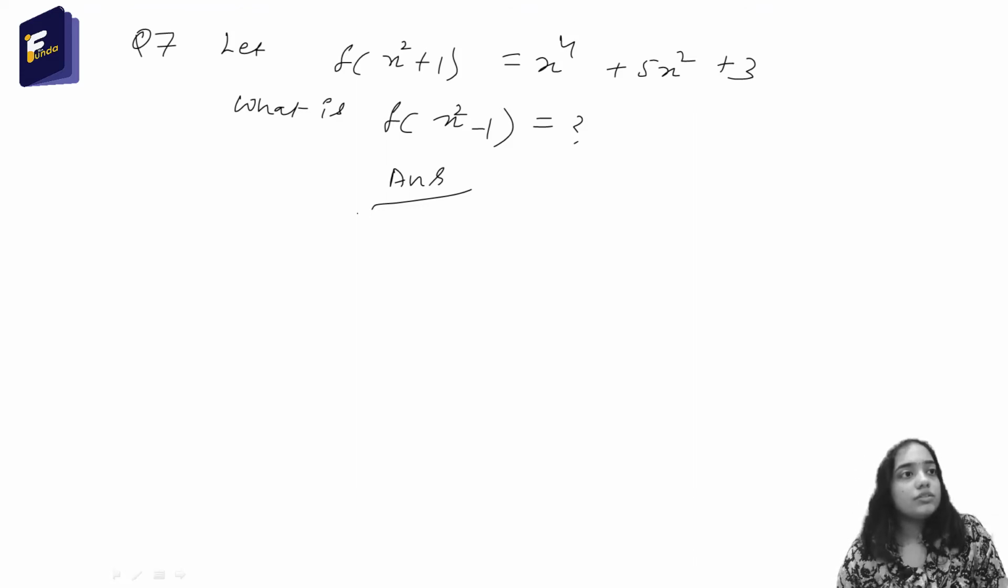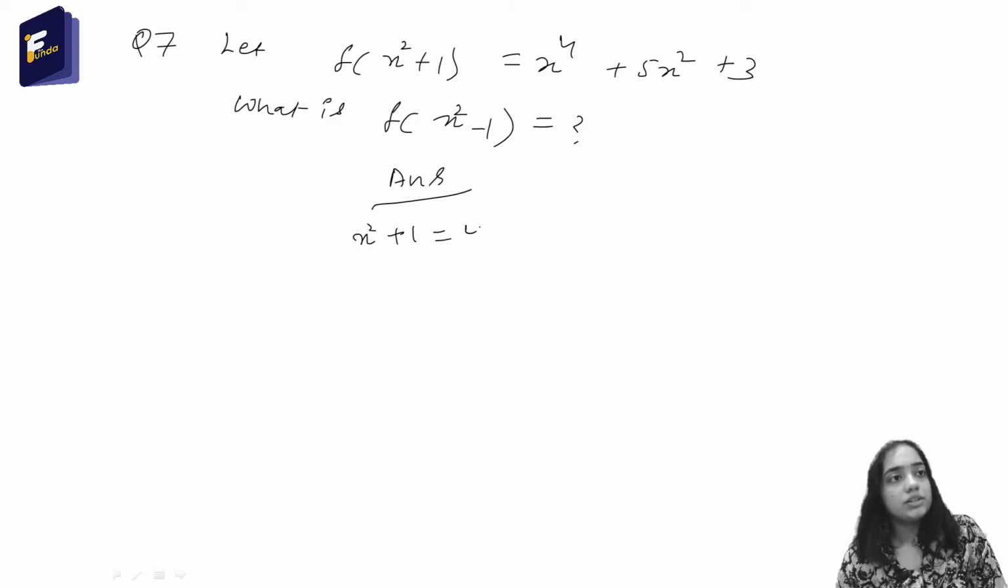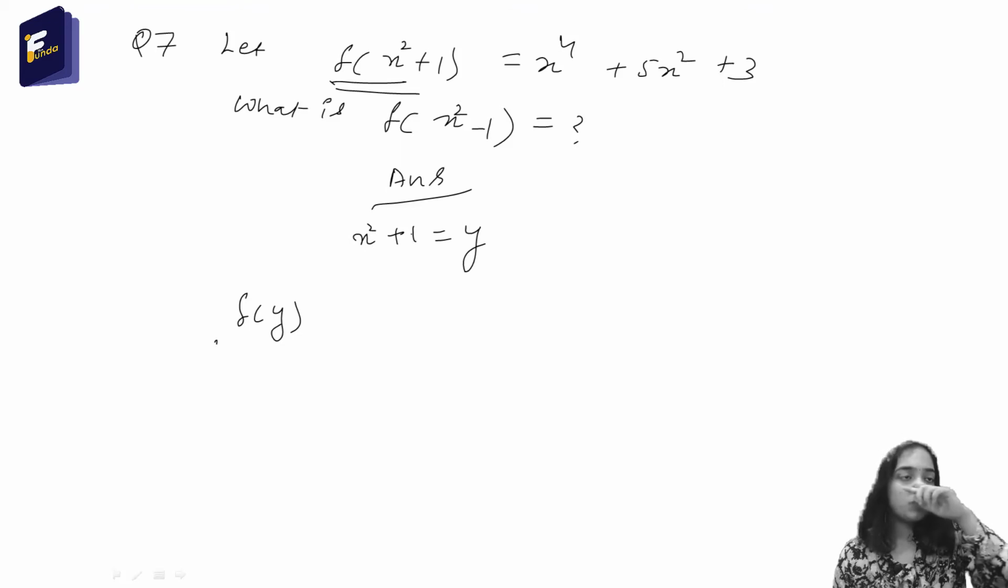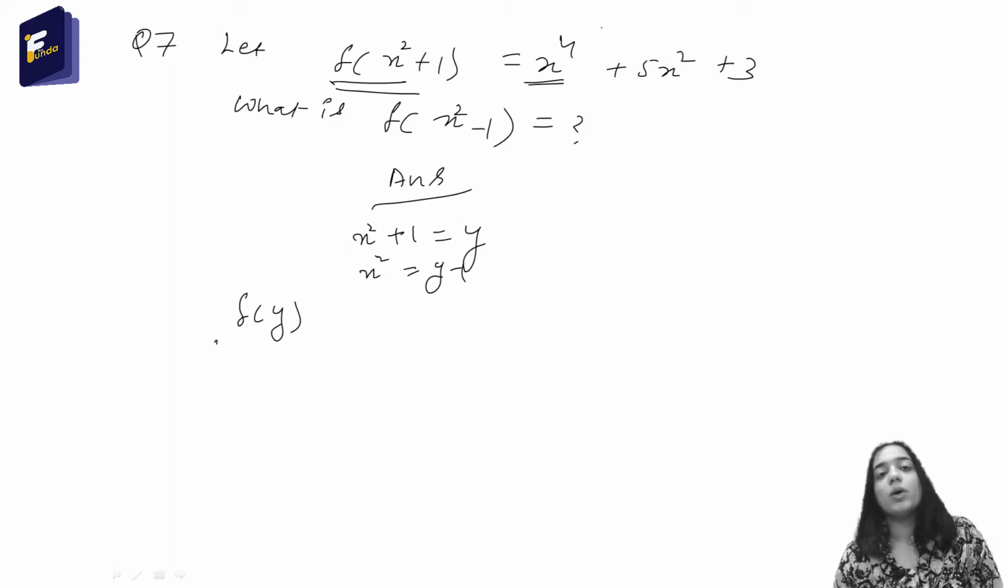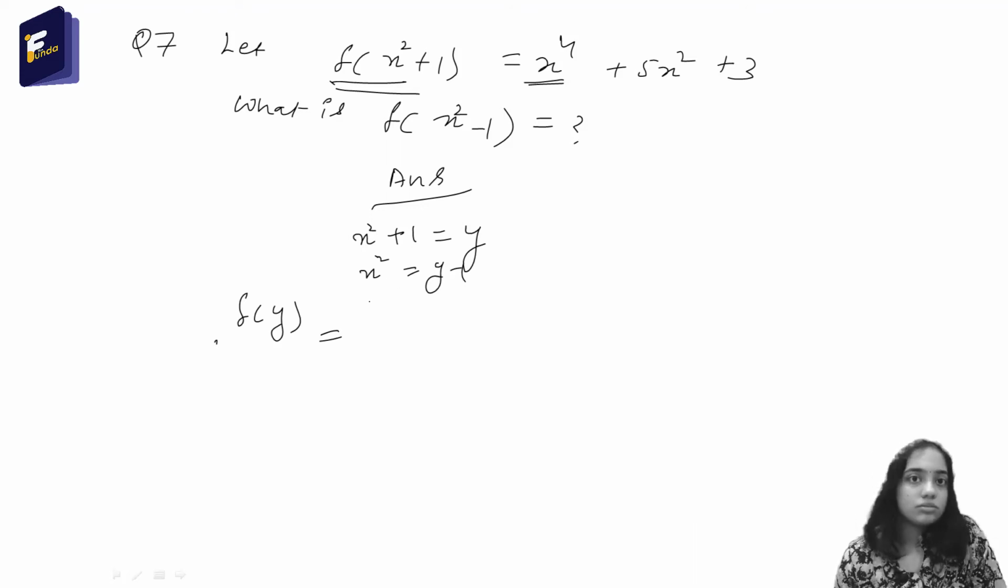So we will replace x square plus 1 by y. Let x square plus 1 equal y. So this whole thing becomes f of y. So now it is f of y. If x square plus 1 is y, then x square is y minus 1. So we will replace x square everywhere by y minus 1. If x square equals y minus 1, what will be x to the power 4? It will be y minus 1 square. Simple.